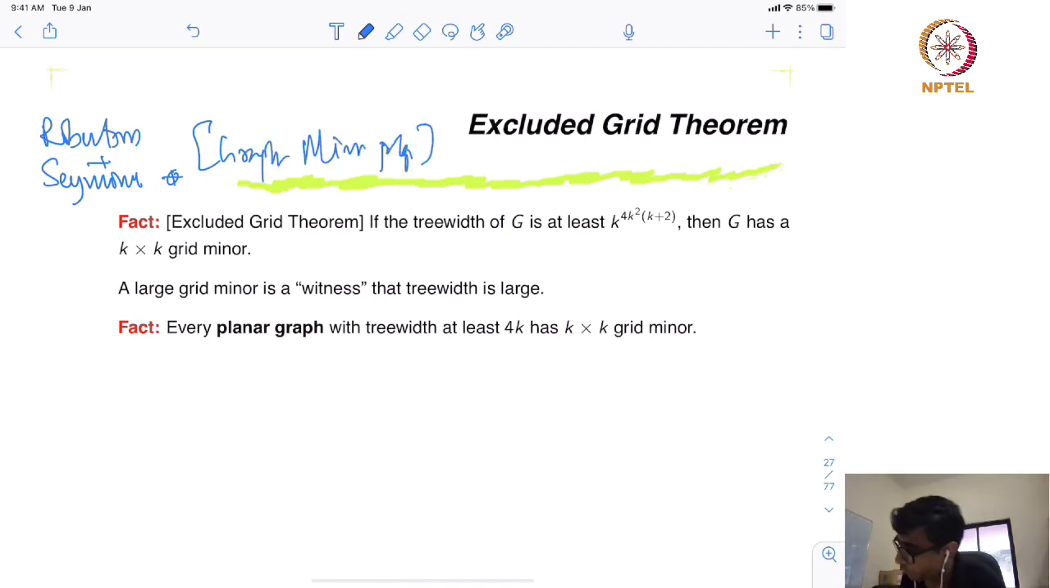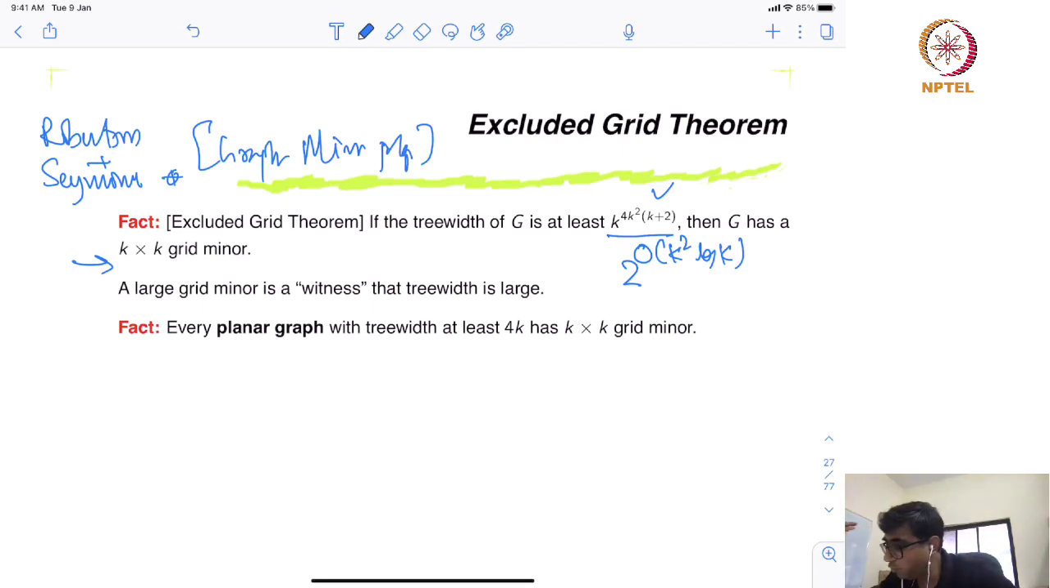Okay. What do they prove? If the treewidth is large, then G has a k cross k grid as a minor. So, a large grid minor is a witness that treewidth is large. If you do not have some big grid as a minor, then you know its treewidth is small. Let us spend some time on this function, 2 to the power k square log k. They proved that if the treewidth is like 2 to the power big-O of k square log k, then a graph contains a k times k grid as a minor.